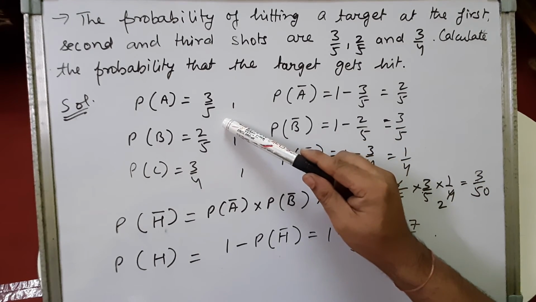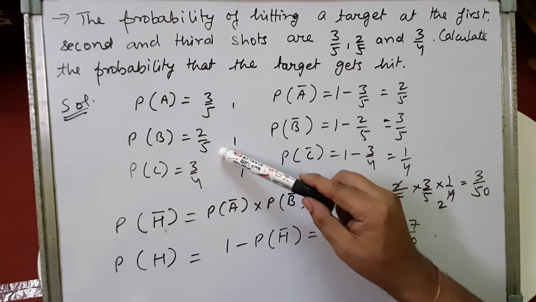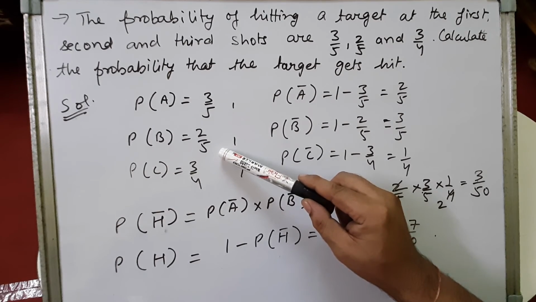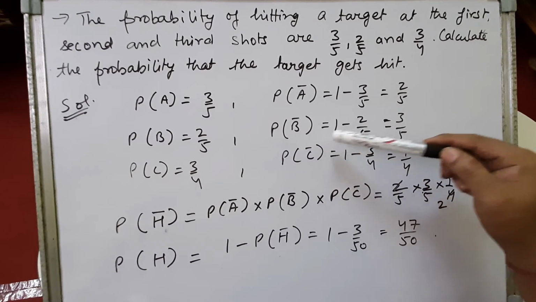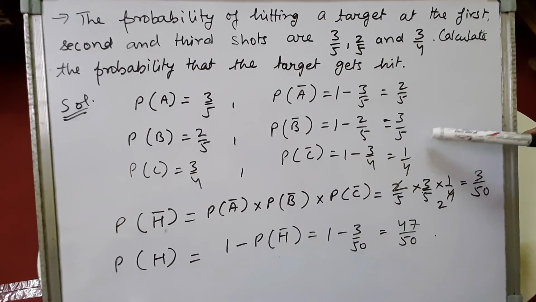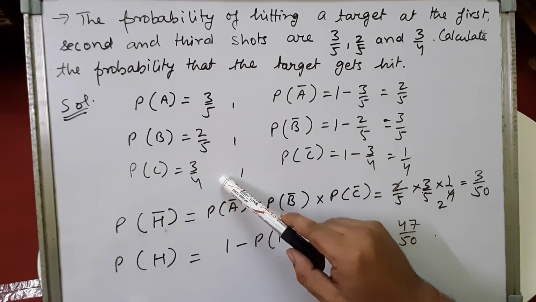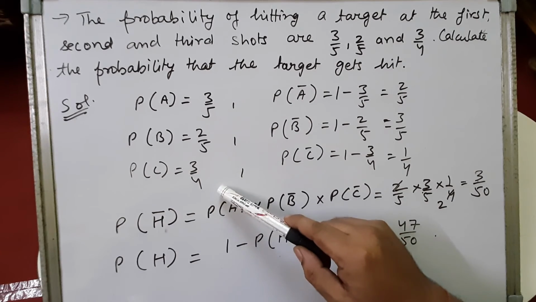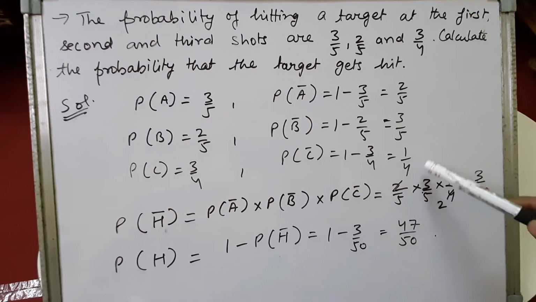The probability of hitting the target on the first shot is 3 by 5. Therefore, the probability of not hitting the target on the first shot is 1 minus 3 by 5, which is 2 by 5. The probability of hitting the target on the second shot is 2 by 5, it is given. So the probability of not hitting the target on the second shot will be 1 minus 2 by 5, which is 3 by 5. And the probability of hitting the target at the third shot is 3 by 4, given. So the probability of not hitting the target at the third shot will be 1 minus 3 by 4, which is 1 by 4.